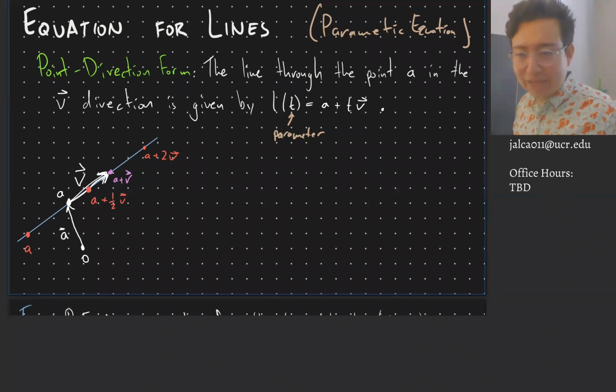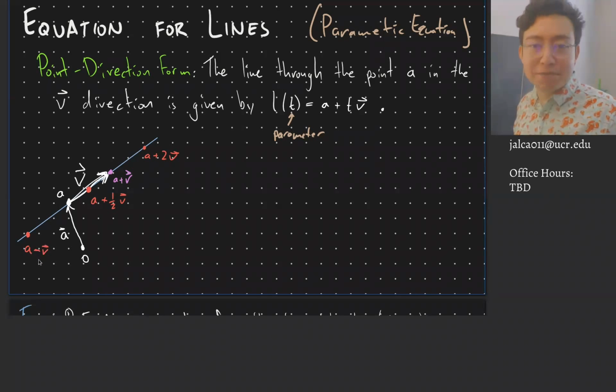A minus V, or in other words, A plus -1 times V, right? So A minus V, or A plus negative, you plug in T equals -1. So this is like T equals 1/2. This here is T equals 1. This is T equals 2. And this is T equals -1.